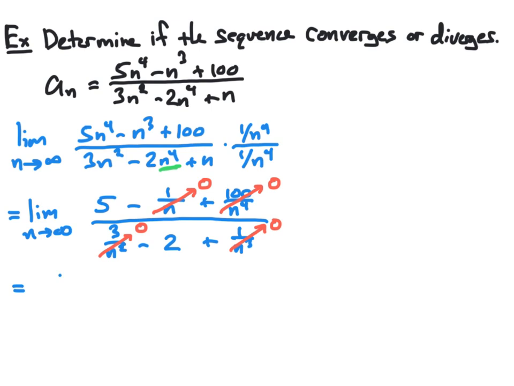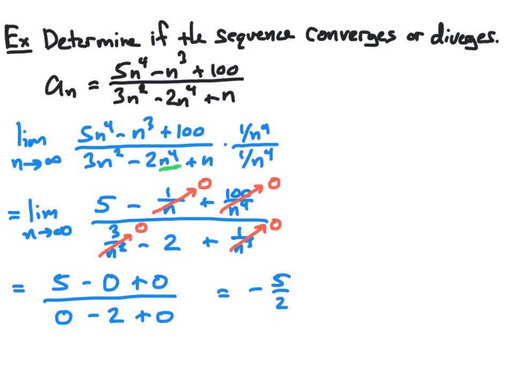And so evaluating our limit, we get that this is 5 minus 0 plus 0 over 0 minus 2 plus 0, and that simplifies to negative 5 halves. And so the limit of our sequence, 5n to the 4th minus n cubed plus 100, all over 3n squared minus 2n to the 4th plus n, is equal to negative 5 halves. In particular, since this value of the limit is a number, this is a sequence that converges, and we would say that it converges to the limit of negative 5 halves.